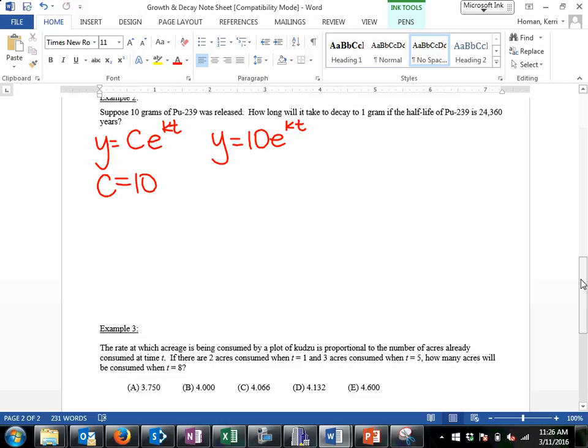How long will it take to decay to 1 gram if the half-life is 24,360 years? So our y equals 1. Our time is what we want to find. We want to find when our y is 1. We're going to have to figure out k by using the half-life. Half-life means how long it takes for half of an initial amount to decay. So if we begin with 10, then it takes 24,360 years to get to 5.